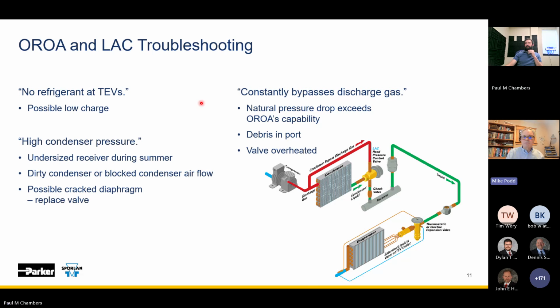So natural pressure drop exceeds the differential check valve. So that's where the valve would be continuously bypassing. And stuff in the port, obviously, that would cause all of our valves to bypass when not required.